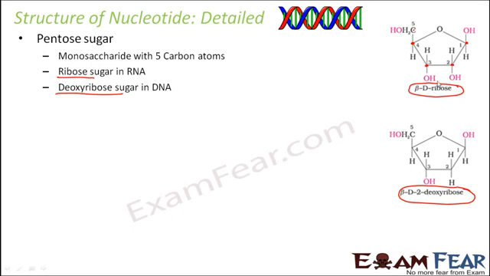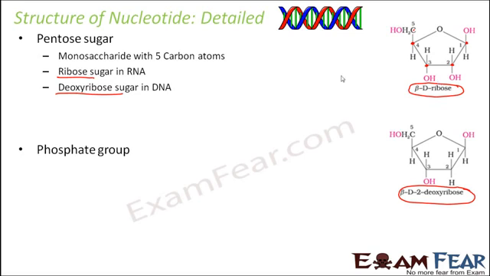Now if you look at the structure of any nucleotide, how will you understand whether it will form RNA or DNA? By looking at the structure of the pentose sugar. If the pentose sugar is ribose, it will form RNA, and if it is deoxyribose, then it will form DNA. Okay, now let us talk about the phosphate group. So what is the phosphate group?